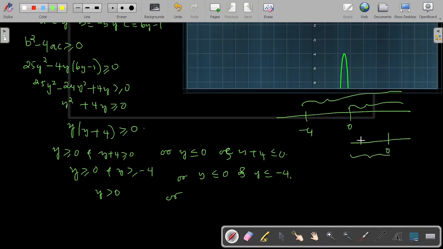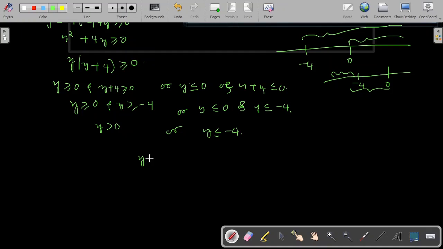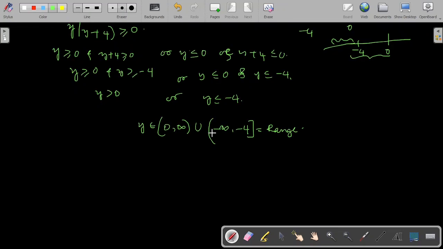Or here, y ≤ 0 is this portion, and y ≤ -4 means this portion. The common region is y ≤ -4. So y belongs to the open interval (0, ∞) union (-∞, -4] closed. So this is the range of the given function. I hope you understood the concept. Thank you for watching.